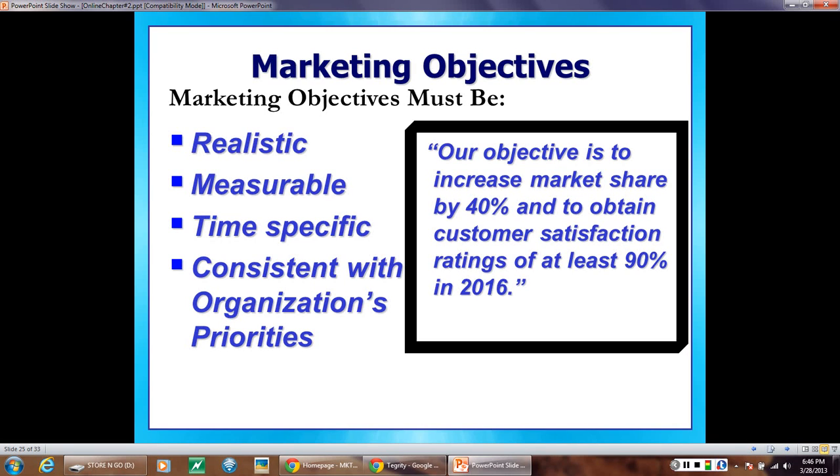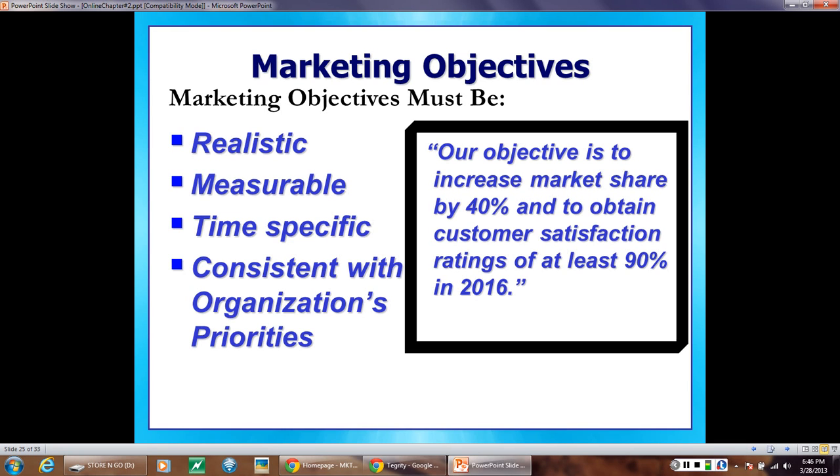Similar to corporate objectives, a marketing objective, again, needs to be realistic, measurable, and time-specific. And of course, within the realm of what the organization is trying to accomplish. Now, if you look at this one, our objective is to increase market share by 40% and to obtain customer satisfaction ratings of at least 90% in 2016.